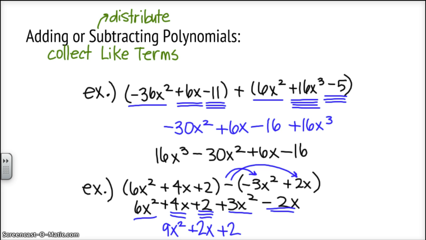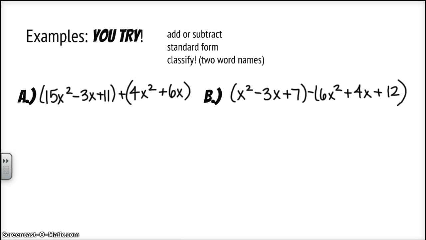Now, really quickly, I want you to try 2 on your own. Ready? Here they are. So I want you to do the same thing we were just doing. Take a look at these. Add or subtract. Make sure it's in standard form, and then classify. You're going to give it a 2-word name. Remember, standard form means decreasing degree. Okay, so be very careful with that. Ready? You give it a try, and then let's check it.